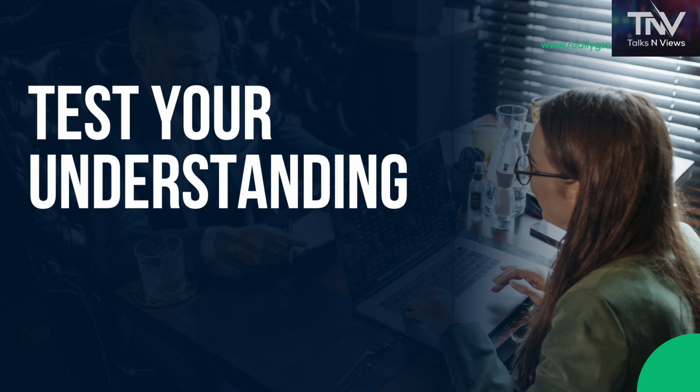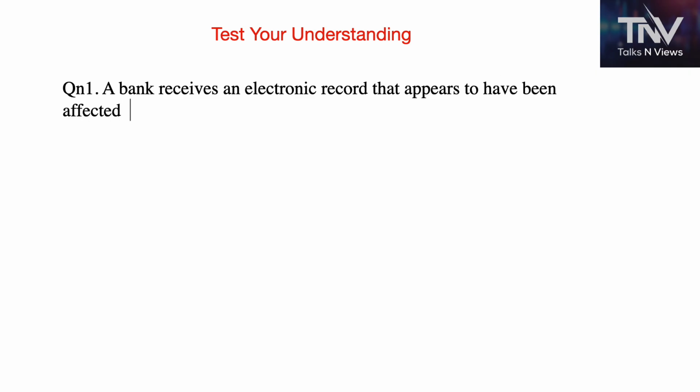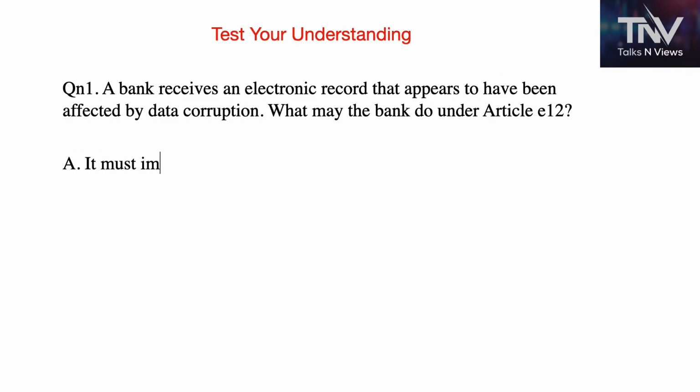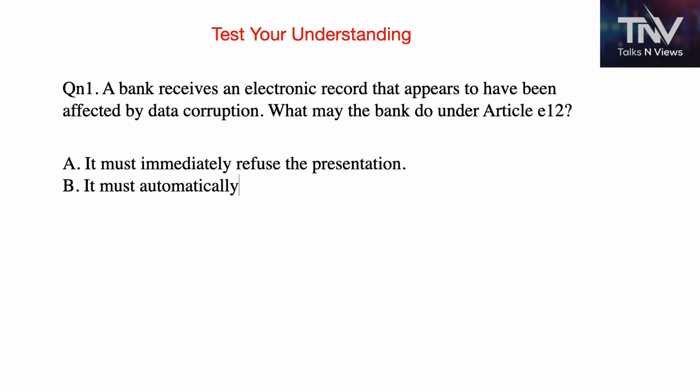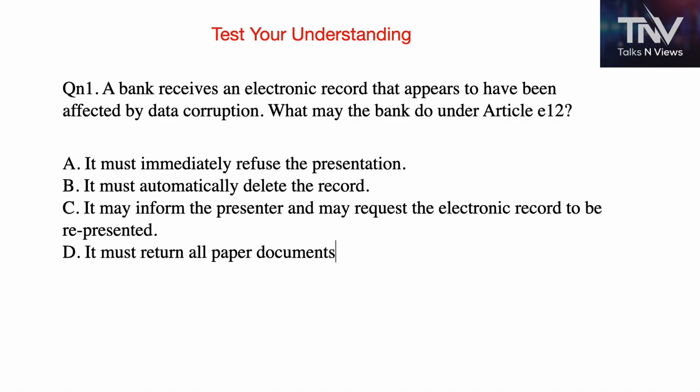Now let's test your understanding of this article with a few questions. Question 1. A bank receives an electronic record that appears to have been affected by data corruption. What may the bank do under Article E12? A. It must immediately refuse the presentation. B. It must automatically delete the record. C. It may inform the presenter and may request the electronic record to be represented. D. It must return all paper documents. Answer: C.